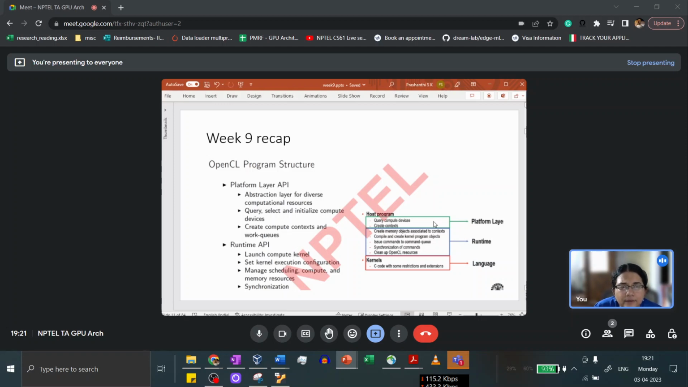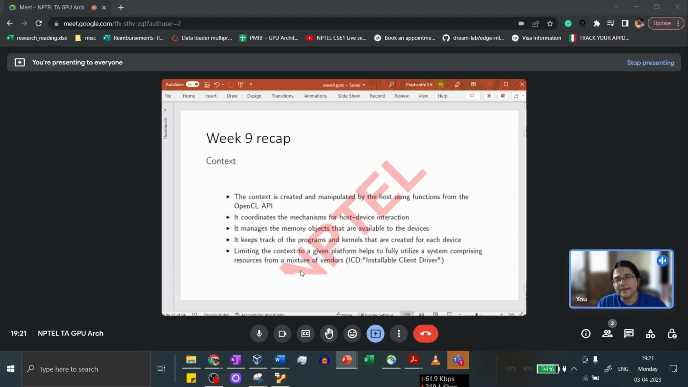If you look at the host program, part of it is the platform layer, which queries the devices and creates the context, and then the runtime creates memory objects associated to the context, compiles and creates kernel program objects, issues commands to the command queue, synchronizes commands, and then cleans up the OpenCL resources. And then the kernel, as usual, is some C code that you write to perform certain tasks.